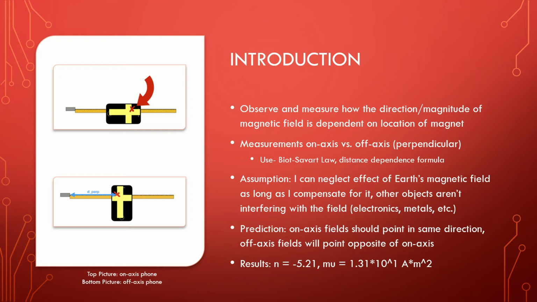Hi everyone, this is my Physics 2 Lab 3 report. We're going to be observing and measuring how the direction and magnitude of the magnetic field is dependent on the location of a magnet. In doing this, we'll be taking measurements on axis and off axis and comparing these measurements.